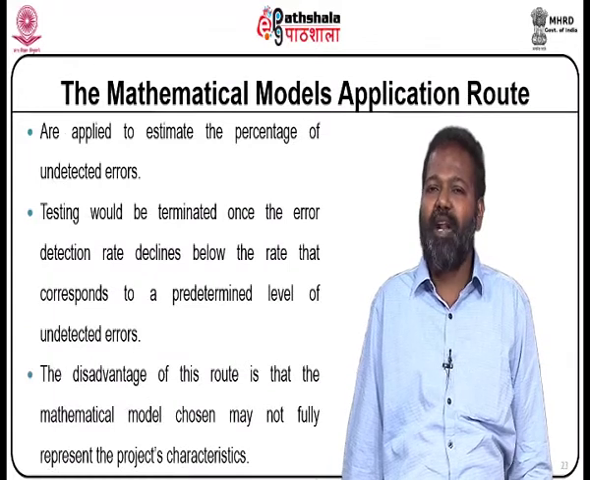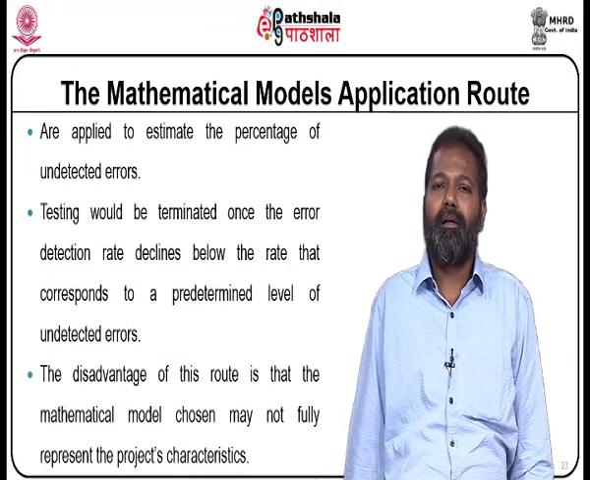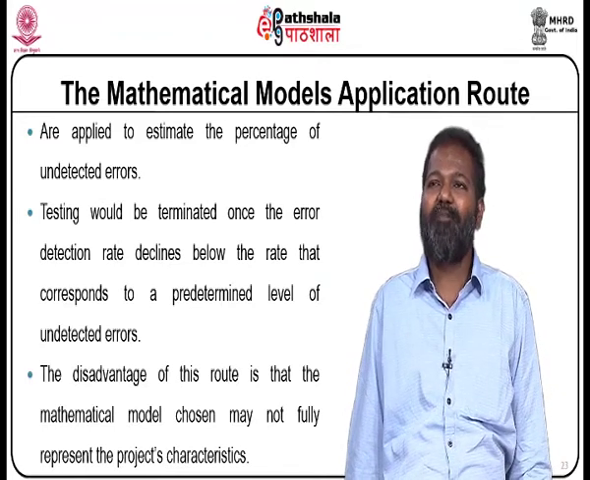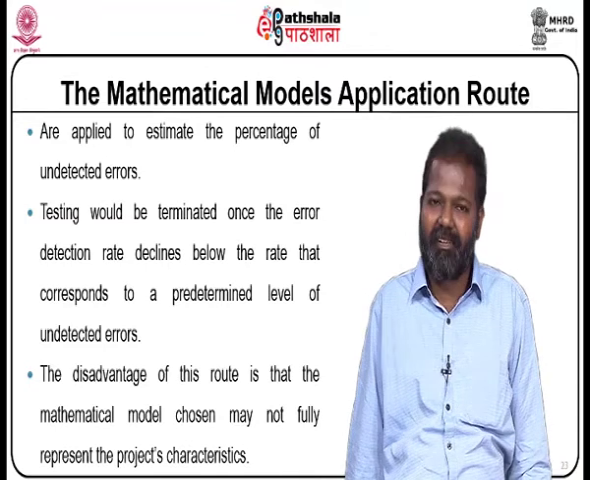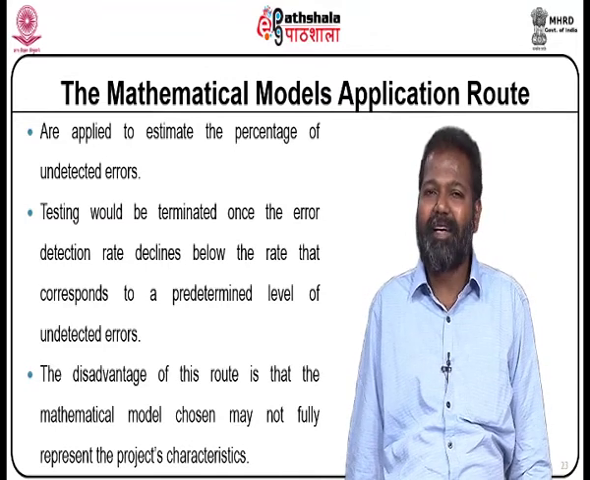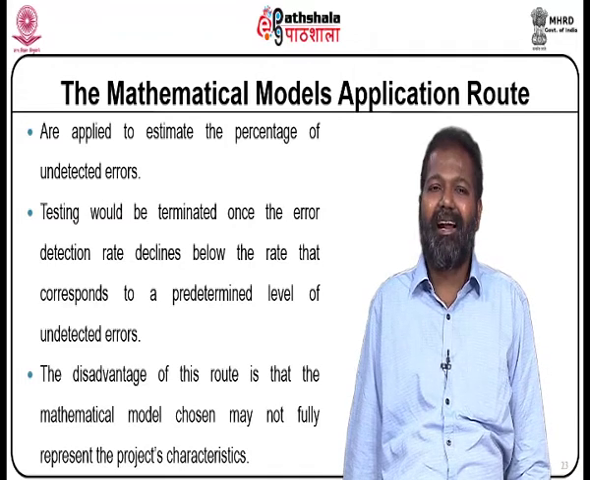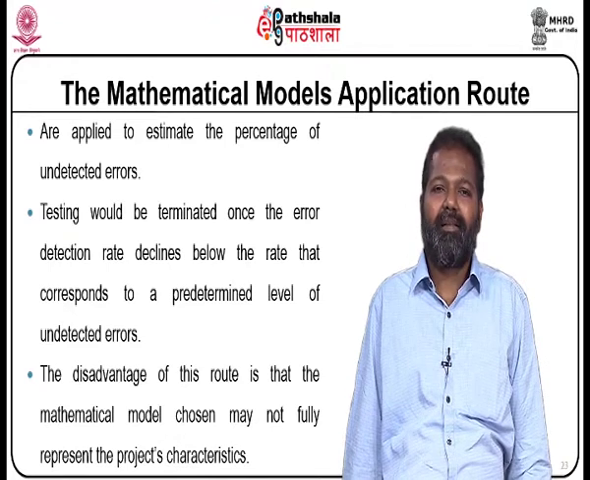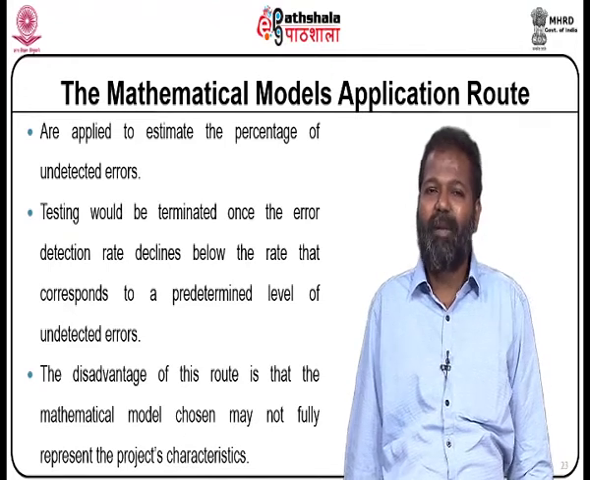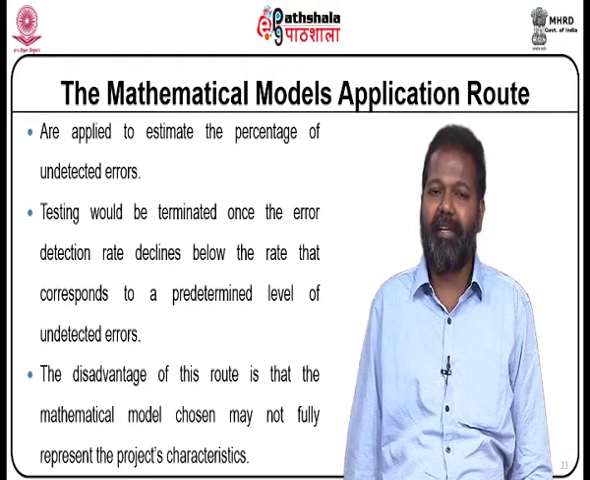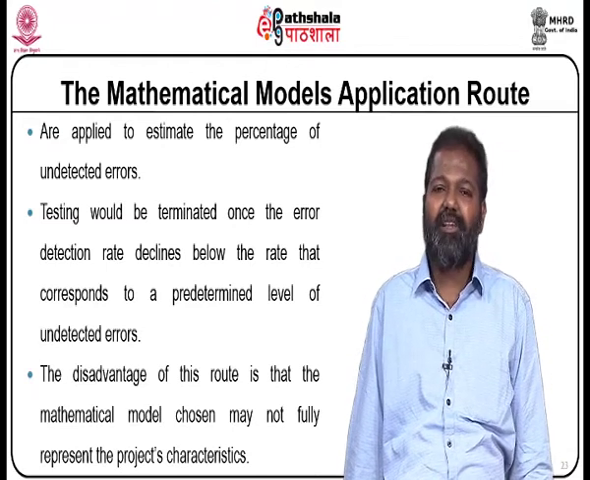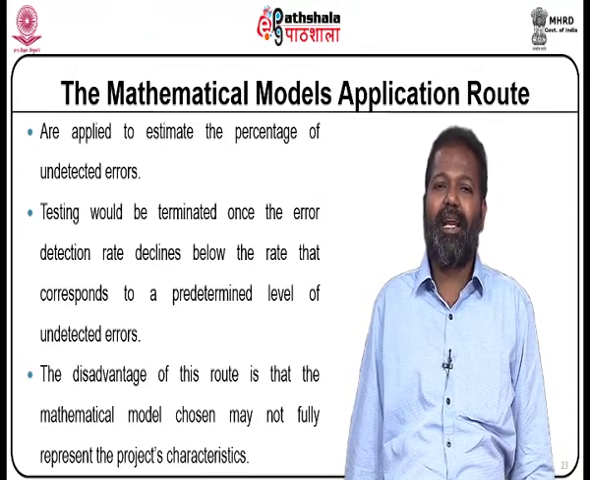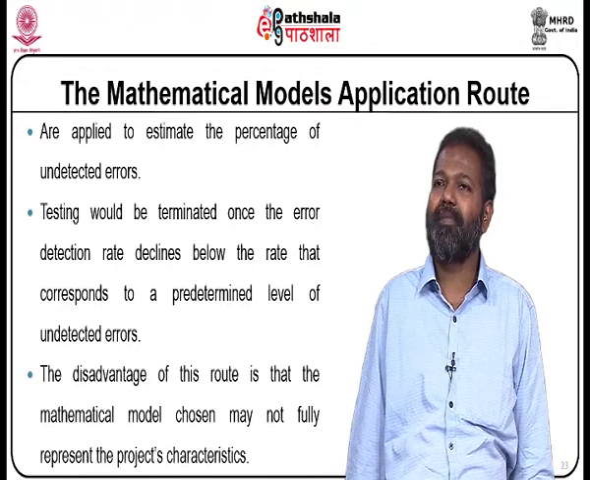The mathematical models application route. This approach is applied to estimate the percentage of undetected errors. Testing would be terminated once the error detection rate declines below the rate that corresponds to a predetermined level of undetected errors. The disadvantage of this route is that the mathematical model chosen may not fully represent the project's characteristics.